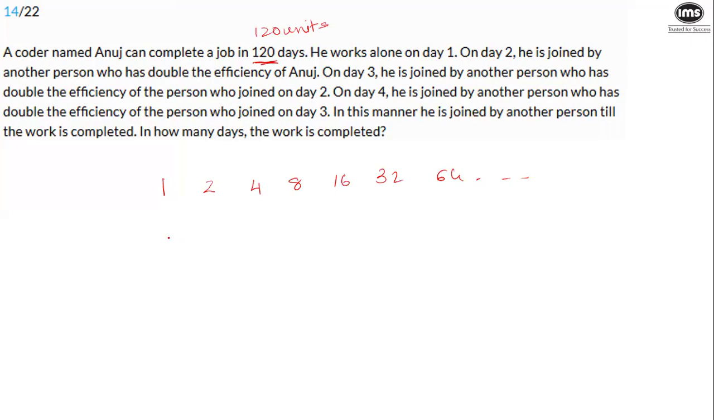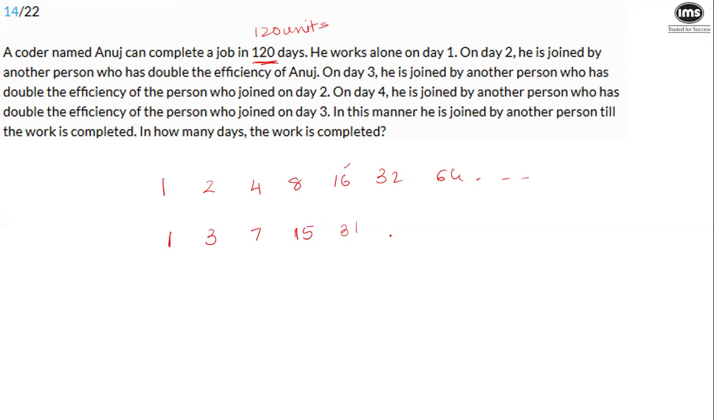On day 1, Anuj alone works. He does 1 unit of work. On day 2, we have 1 and 2, two people working with speeds 1 and 2. So the combined work done is 3. On day 3, 4 has joined. So 3 plus 4, 7 units of work is done. On day 4, 7 and 8, 15 units of work will be done. On day 5, 16 joins in. So 15 and 16, 31 units is done.